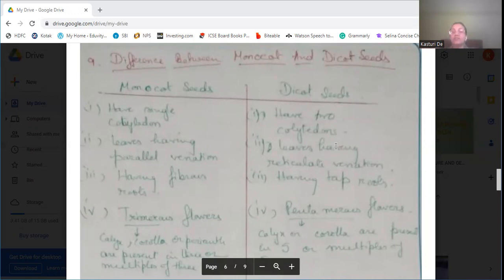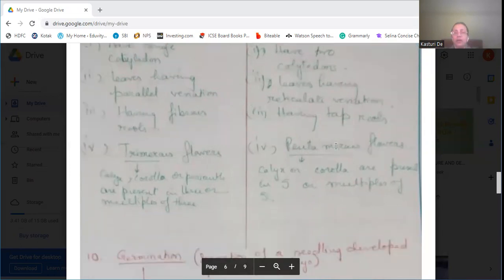Then monocot seeds have fibrous roots, but dicot seeds have a taproot system. Monocots have trimerous flowers, that is, calyx and corolla or perianth are in 3 in number or multiples of 3.